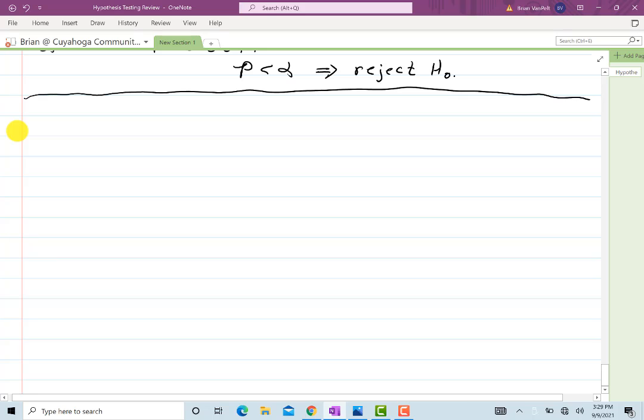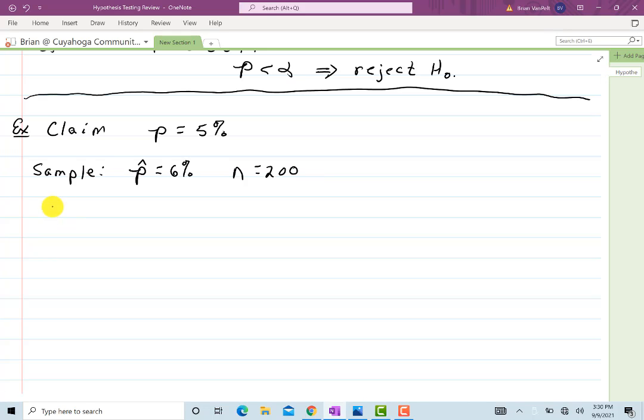Let me do another example, 2 ways just like the previous ones. This time I'm going to do a two-tailed test. So we have a claim that the population proportion is 5%. Now we have our sample, looks like the following. We have a p hat equal to 6%, and we have an n equals 200. Now we want to test the claim at 0.05.